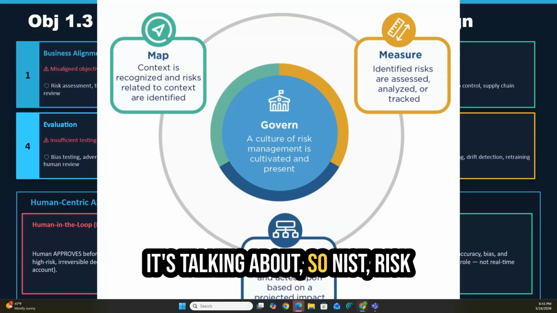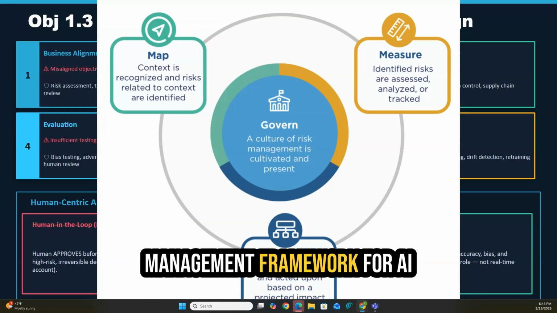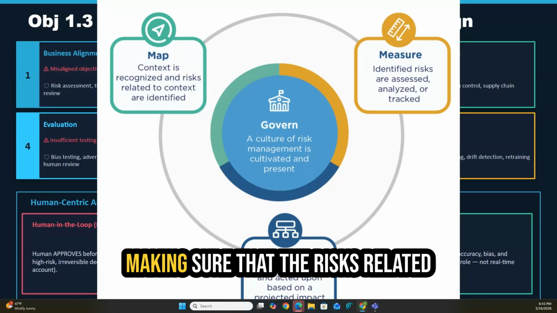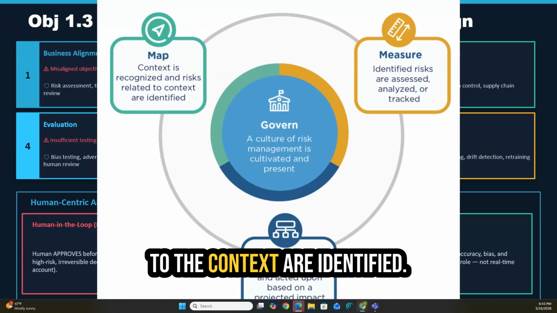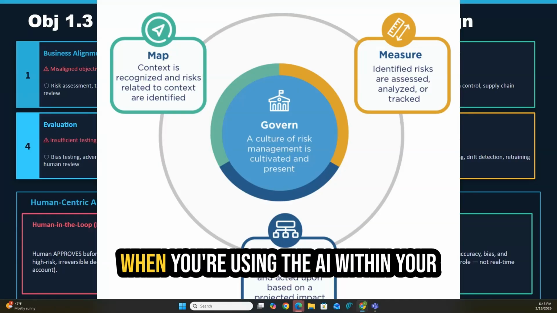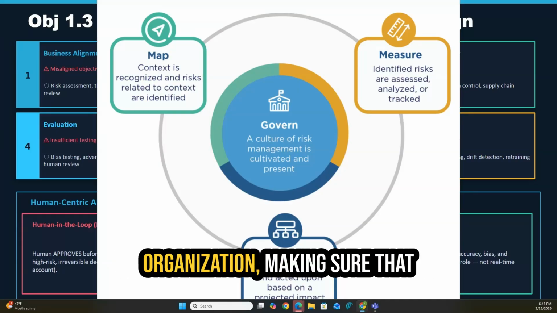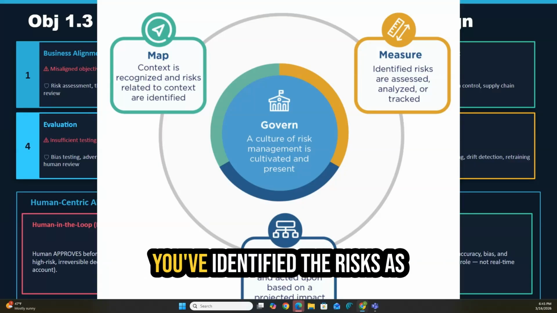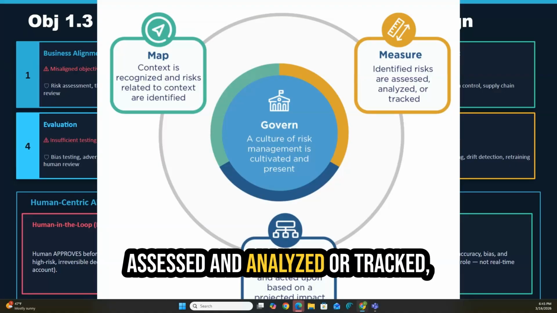The NIST risk management framework for AI is talking about context and making sure that the risks related to the context are identified when you're using the AI within your organization, making sure that you're identifying the risks. You've identified the risks as assessed and analyzed or tracked.